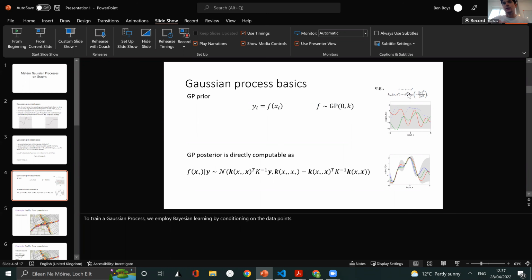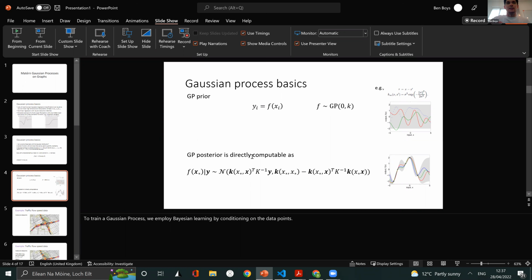For example, you could have some smooth function, where if you change your input by a little bit, then you expect your output to change by only a small amount. And this function would apply smoothly over your data. This is a Matern kernel, in the particular case where the smoothness parameter is set to infinity. So it's infinitely differentiable, infinitely smooth.